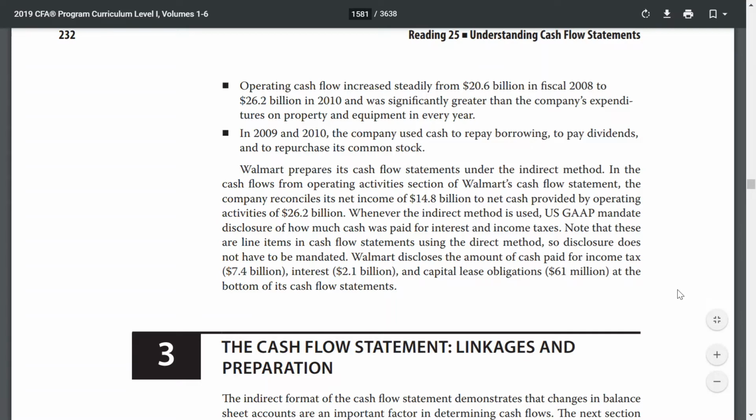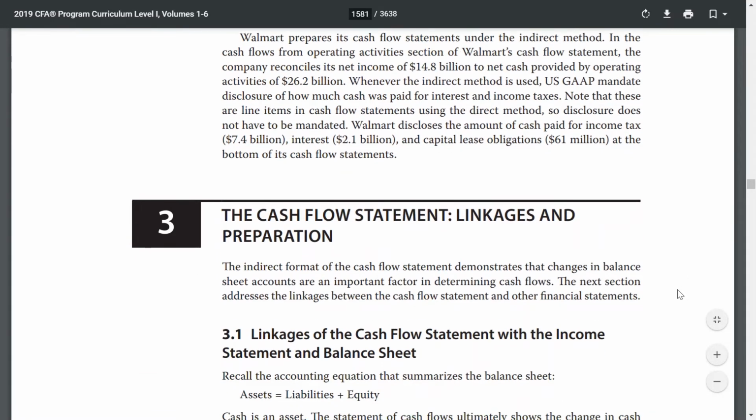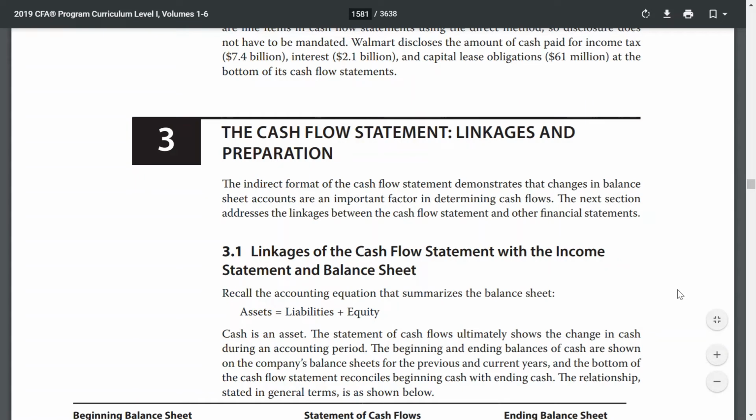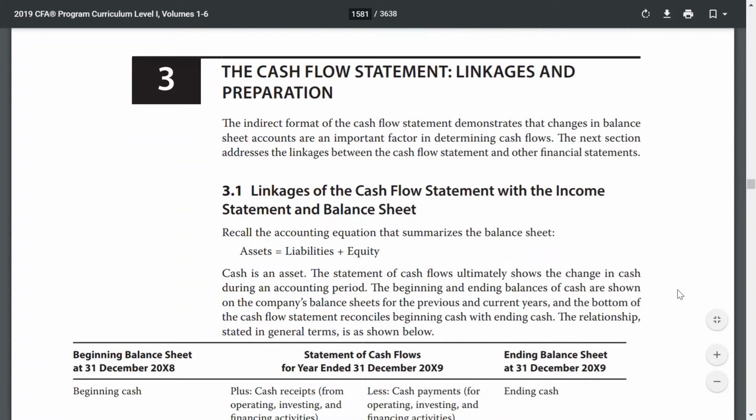The cash flow statement linkages and preparation: the indirect format of the cash flow statement demonstrates that changes in balance sheet accounts are an important factor in determining cash flows. The next section addresses the linkages between the cash flow statements and other financial statements. 3.1 Linkages of the cash flow statements with the income statement and balance sheet. Recall the accounting equation that summarizes the balance sheet: assets equal liabilities plus equity. Cash is an asset. The statement of cash flows ultimately shows the changes in cash during the accounting period.